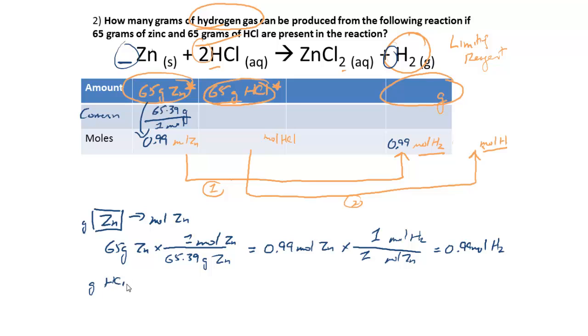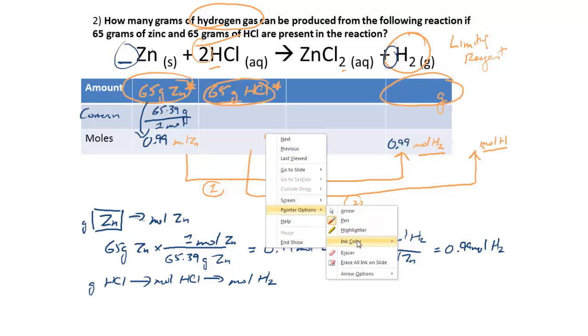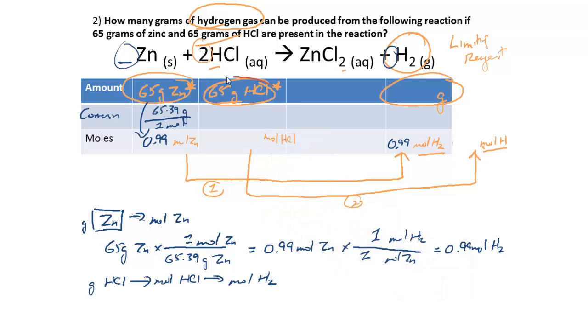Well, we know we have some amount of HCl, and we want to go to the moles of HCl. And from the moles of HCl, I can also go to the moles of H2. All right, so what's going on here? I've got 65 grams. Let me use a different color to differentiate. So I'm going to use maroon here, I guess. All right, so I've got this plan here now. Let's see how many moles of H2 that these 65 grams of HCl can make.